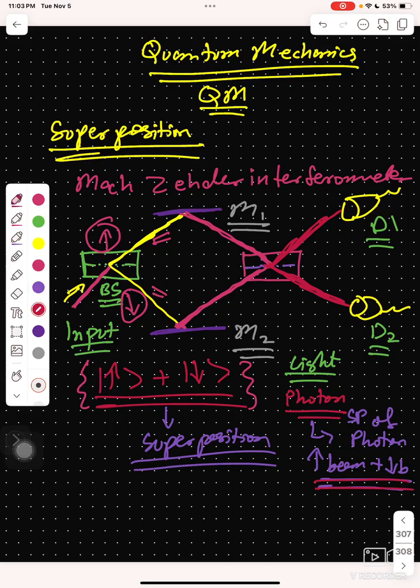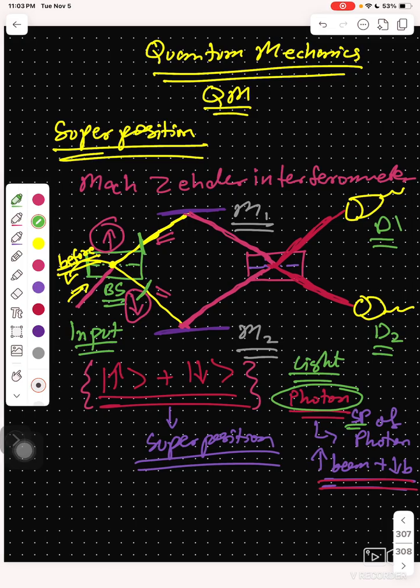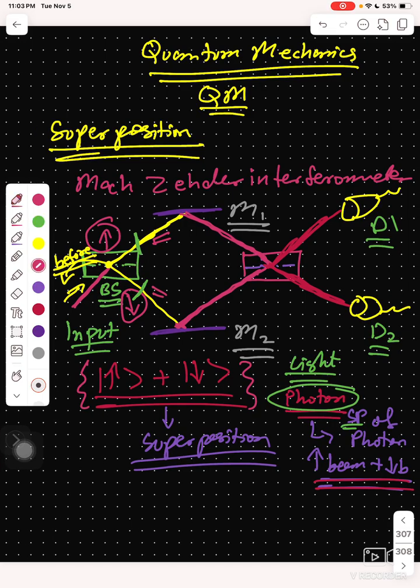What's happening here is that the single photon before is nothing but the sum of the photon in upper and lower, the superposition of upper and lower, which gives you the single photon superposition.